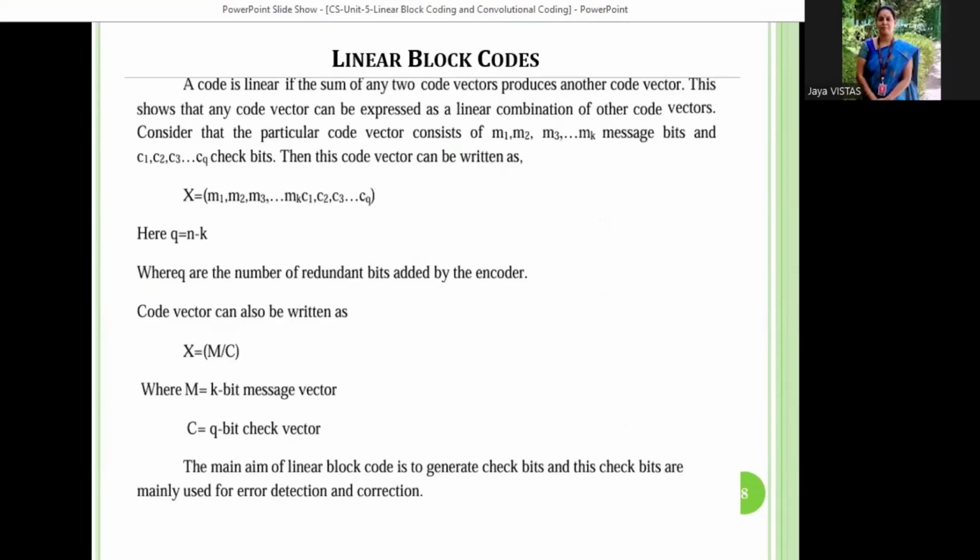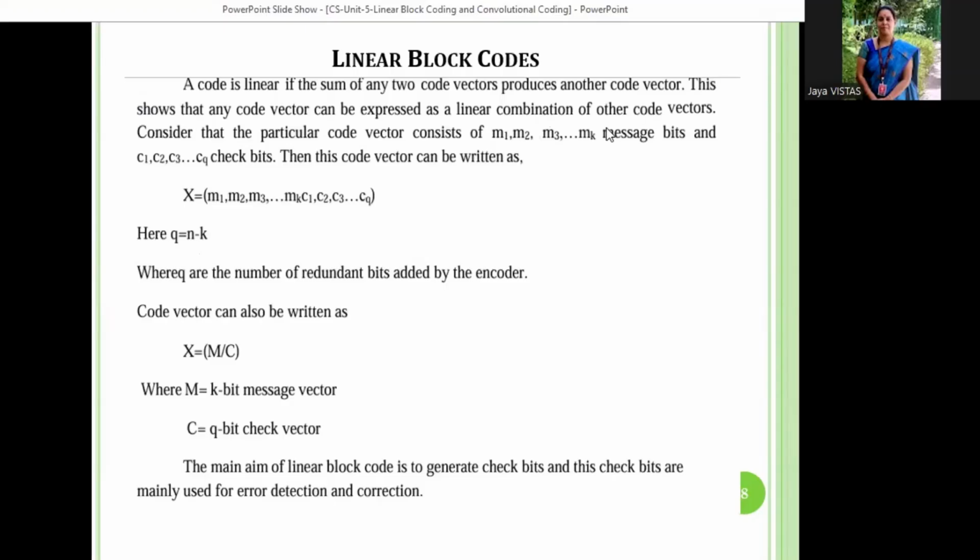Okay. Consider the linear block codes, and how to produce the code vector. We already said that a code is linear means the sum of any two code vectors produces another code vector. That's why it is called a linear block code. So any code vector can be expressed as a linear combination of other code vectors.